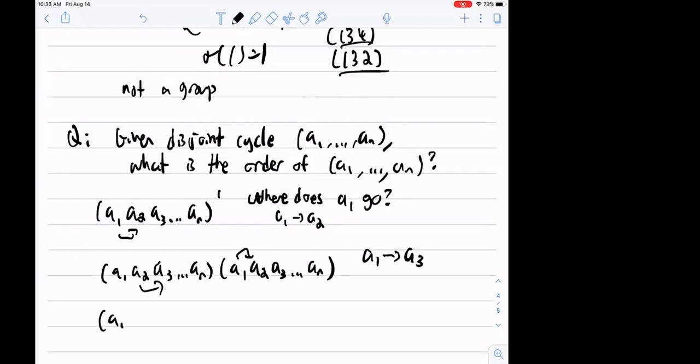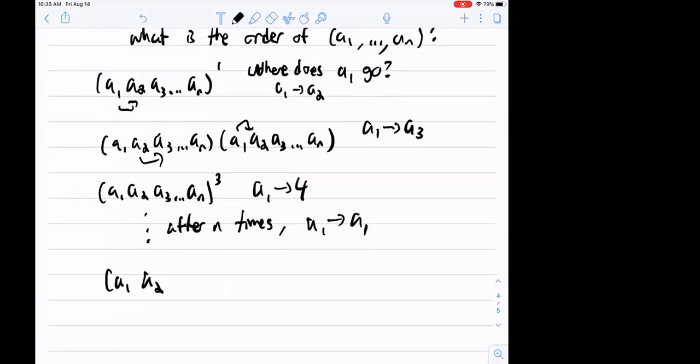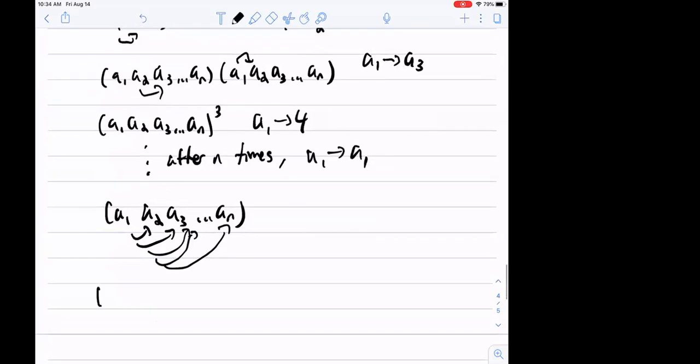So A1, A2, through AN cubed, A1 goes to A4, right? And you could see that after n times, A1 goes back to A1, right? Just keep going: the first time, second time, third time, fourth time, and then the n minus 1th time, and then the next time you go back. So let's do an example, right?